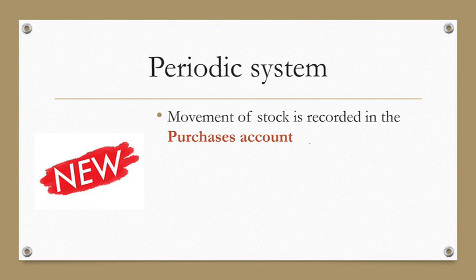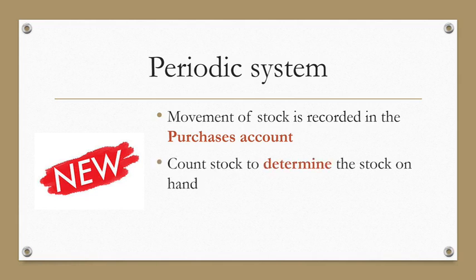Now the movement of stock is recorded in a purchases account, but not the sales of trading stock, only purchases and then returns to our creditors. The purchases in the CPJ, petty cash journal, and in the CJ will now be shown in a purchases column and not in a trading stock column. At the end of the year, we count the stock to determine, not to compare, but to determine the stock on hand. We do have a trading stock account in the periodic inventory system, but it's only there to show the opening balance and the closing balance. And we only know how much stock we have on hand by counting.